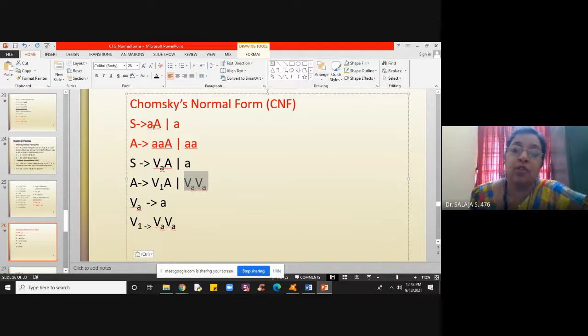So fine. So what happens? Here I have comfortably inserted a new variable. Whenever there is a new variable, ensure that you write a new production. So VA produces A, and then V1 produces VA VA, and then we converted VA VA to V1. Fine, we'll go ahead with the Greibach normal form.